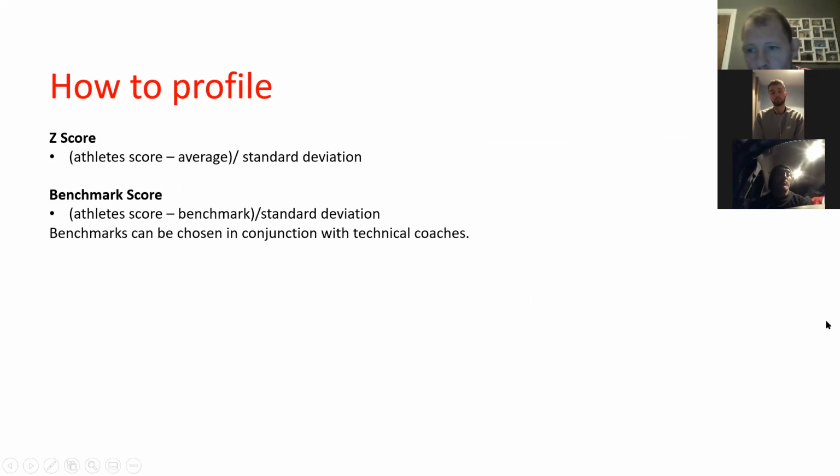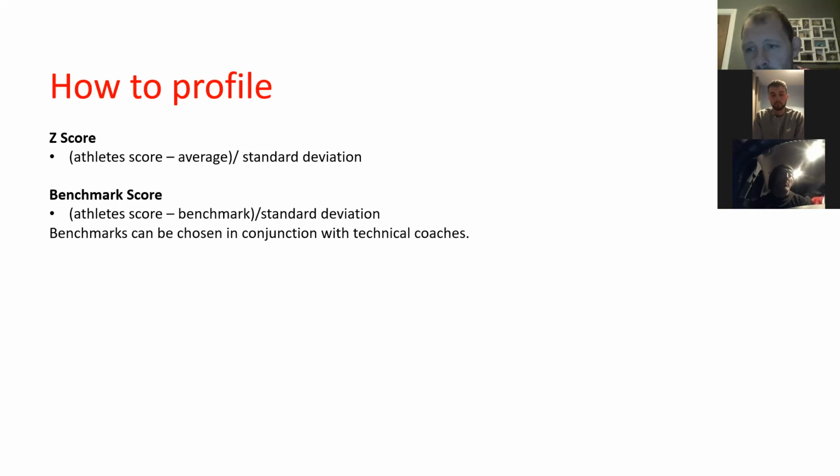Then how do we profile, right? So again, I'll go deeper into this, but Z-scores are brilliant. I don't know how well versed we are in statistics, but a Z-score is essentially how close you are. It's a standardized score based off where you are from the average, the mean. So a Z-score is the athlete score minus the average divided by the standard deviation. Z-scores are brilliant, and I'm going to show you a working example in a minute.